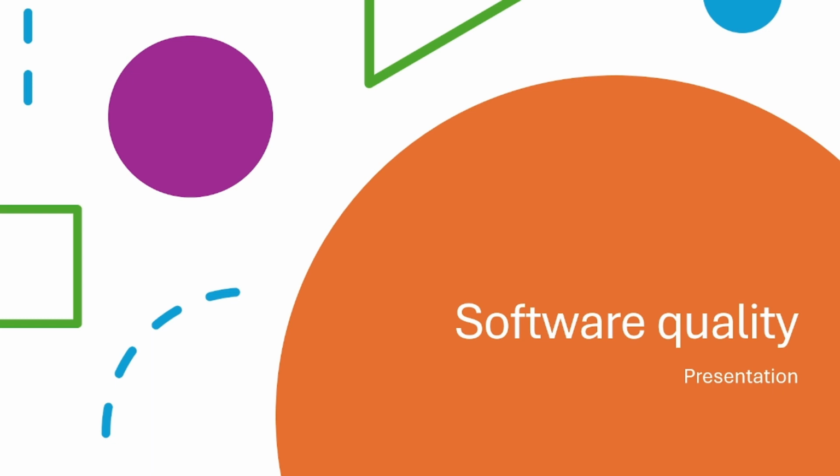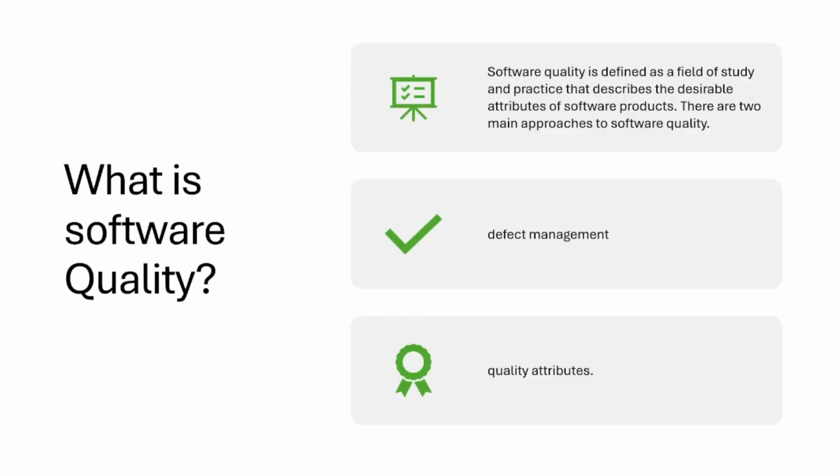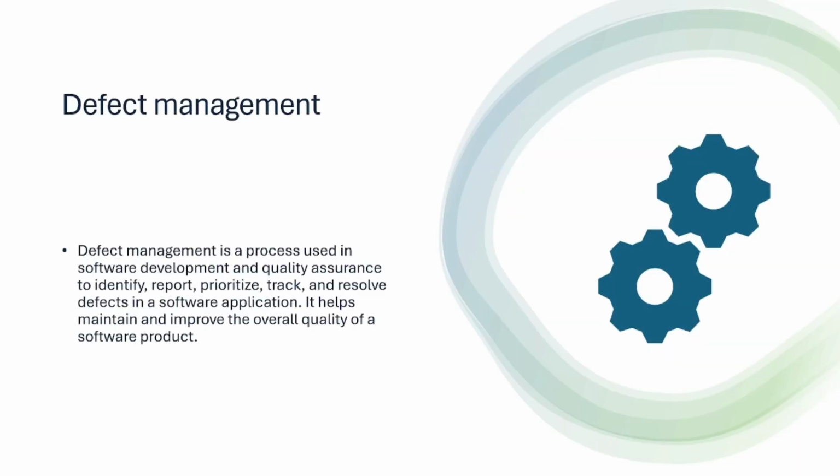As a start, what is software quality? Software quality simply is defined as a field of study and practice that describes the desirable attributes of a software product. And there are two main approaches of software quality. The first one is defect management, and the second one is quality attributes. So, what is defect management? Defect management simply is a process used in software development and quality assurance to identify, report, prioritize, track, and resolve defects in a software application. It helps maintain and improve the overall quality of a software product.